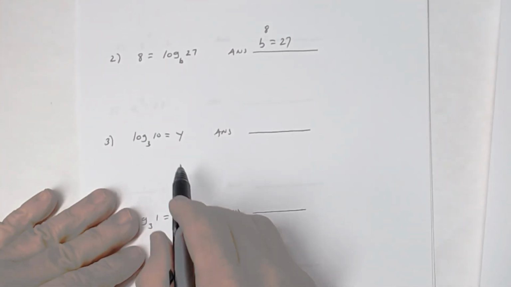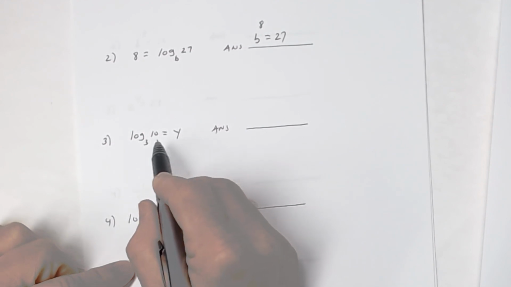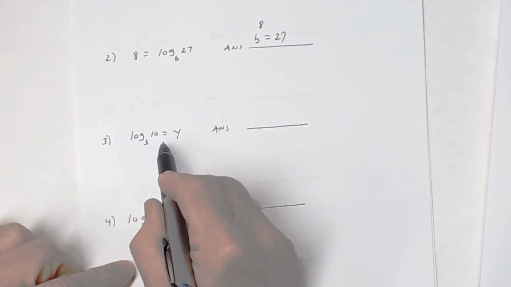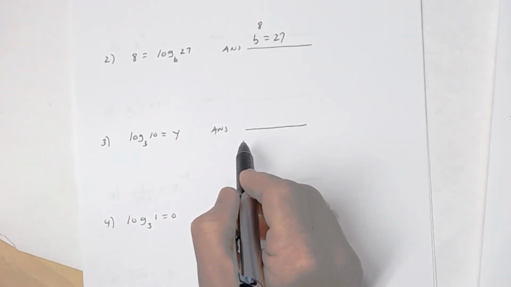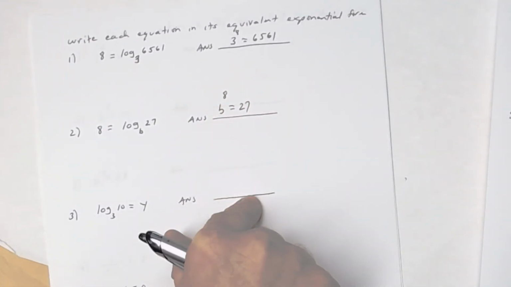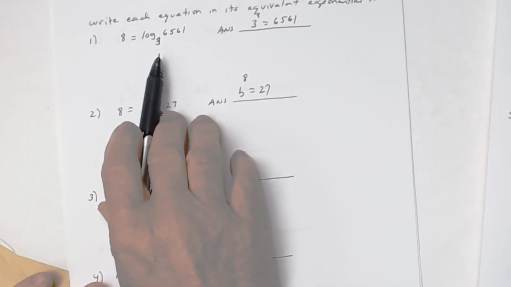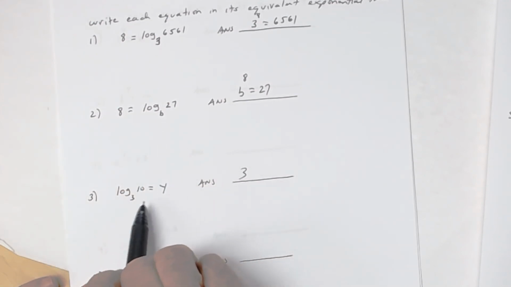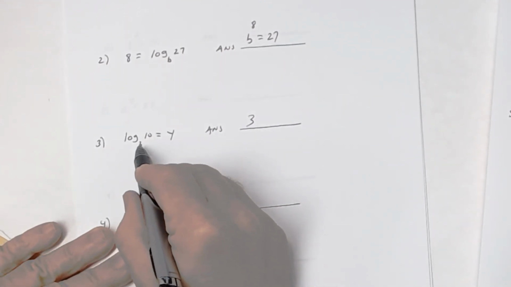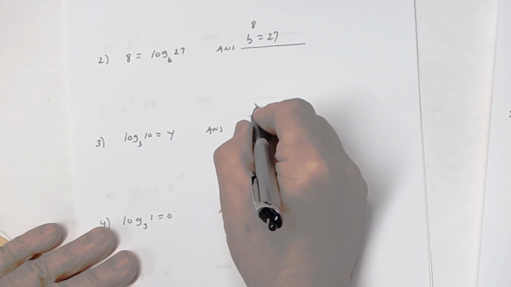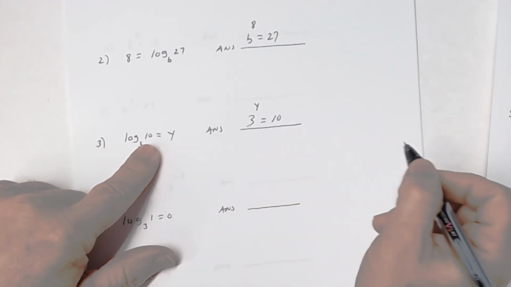Number 3. Log of 10 base 3 equals y, or log base 3 of 10 equals y. All right, so we have this log equation. I want to change it to an exponential. And remember, when you change it to exponential, you don't see that log anymore. So you're going to say the base first, which is 3. And notice in each of those cases, the base looks like a subscript, doesn't it? So make sure when you write it, they look like subscripts. All right, so you're going to say 3 to the y. So y is your exponent. Make sure it looks like an exponent. Equals the argument, which is 10. And that's all you do.